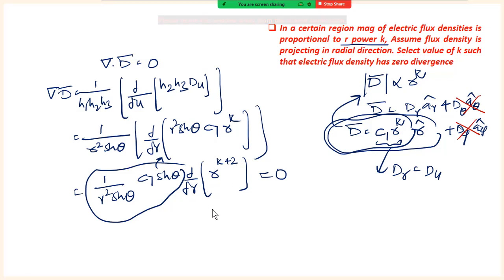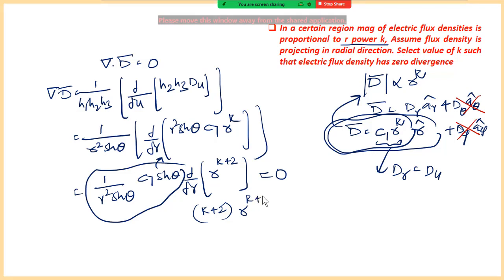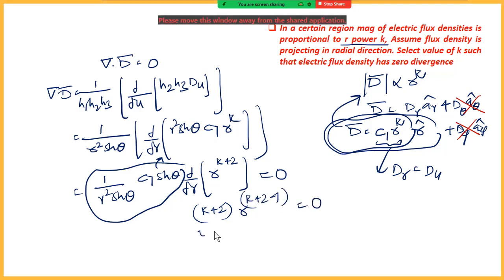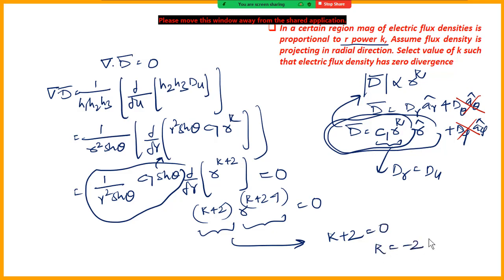Now perform the differentiation here. You will get (k+2) r^(k+2-1) equal to 0. The product of two terms is equal to 0 means either this one is 0 or this one is 0, or both are 0. So if you take k+2 equal to 0, you will get k equal to -2. In this way we have calculated k equal to -2.